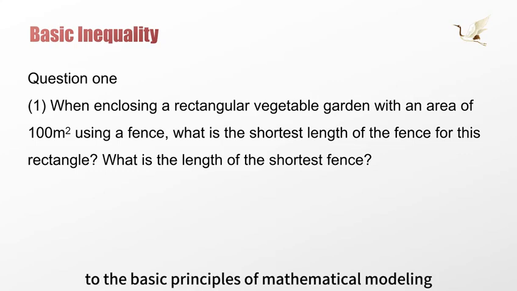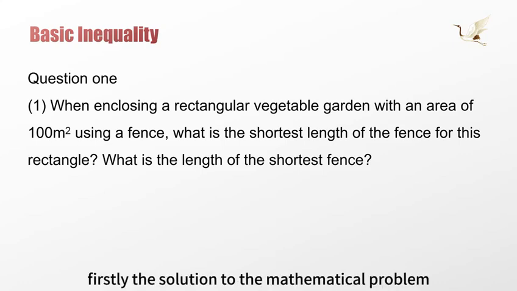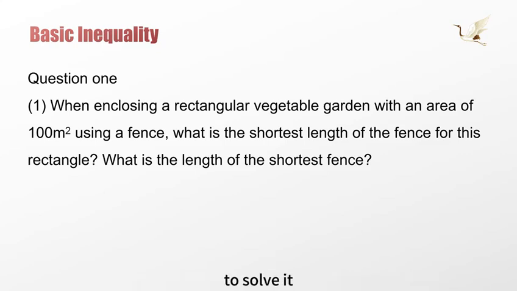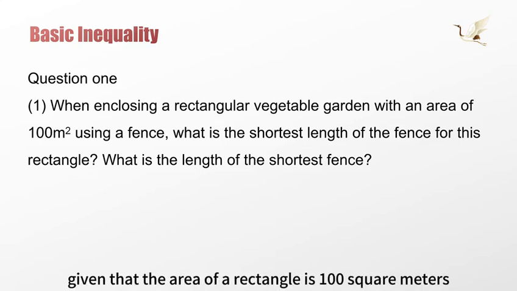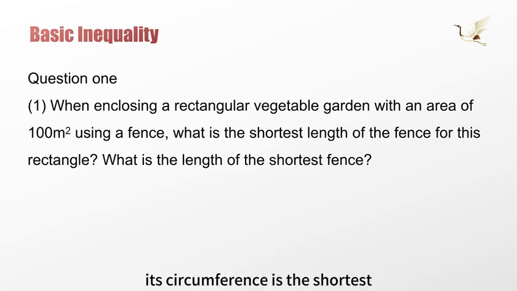According to the basic principles of mathematical modeling, we can generally transform an actual problem into a mathematical problem. Firstly, the solution to the mathematical problem can be obtained, and then it can be returned to the actual problem to solve it. By examining the problem, it can be transformed into a mathematical problem: given that the area of a rectangle is 100 square meters, what is the side length of this rectangle when its circumference is the shortest?